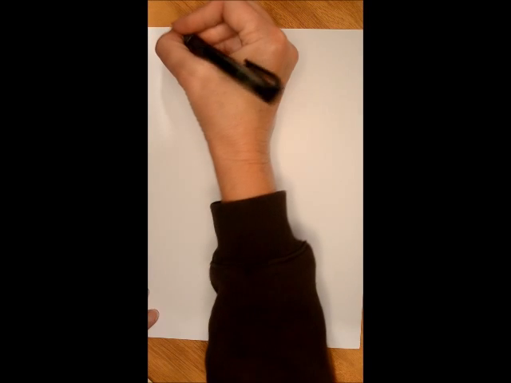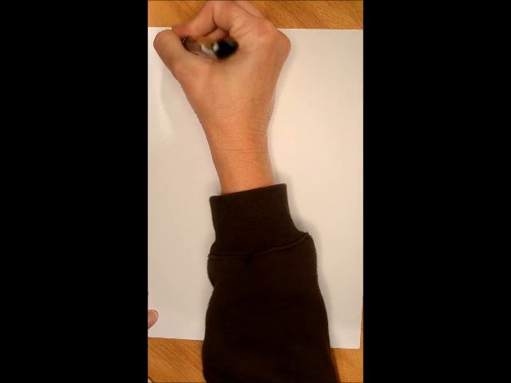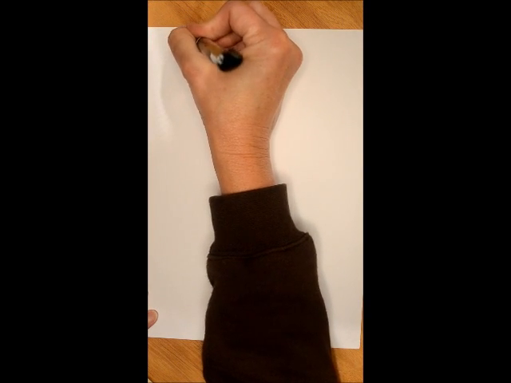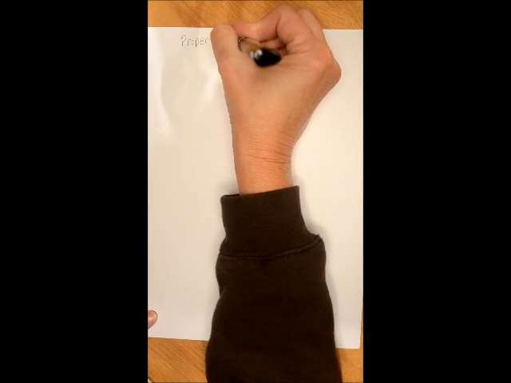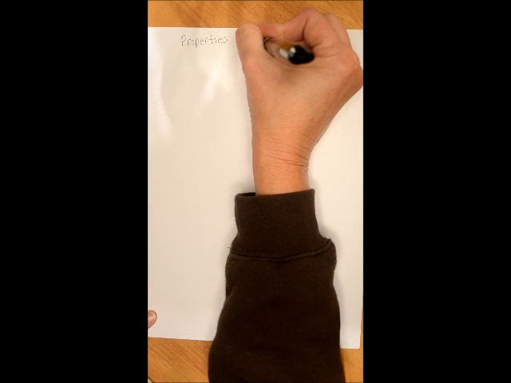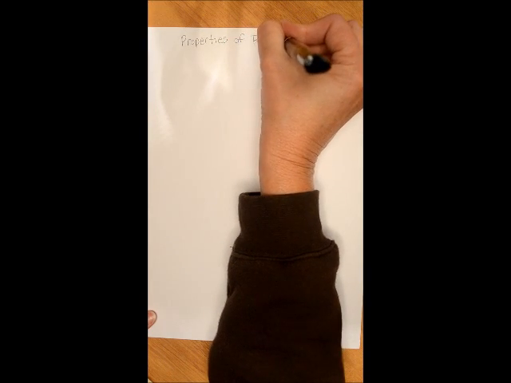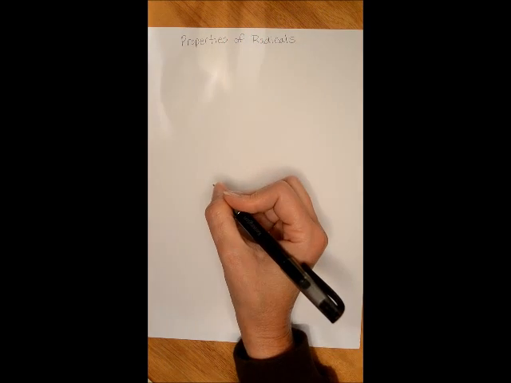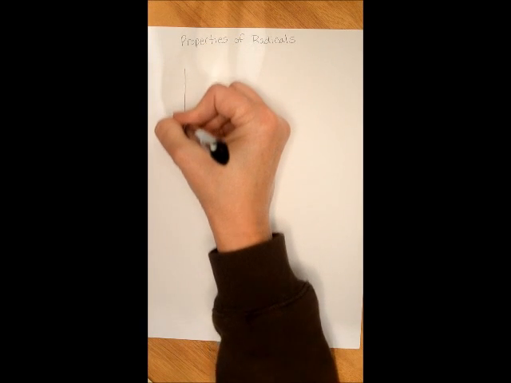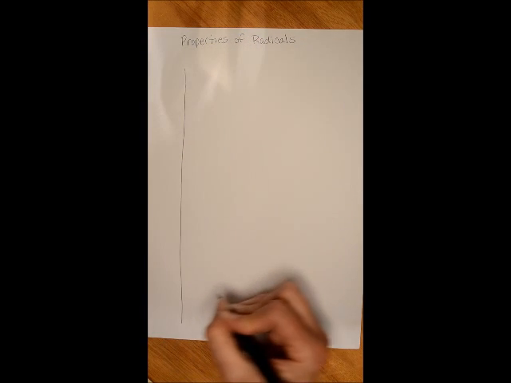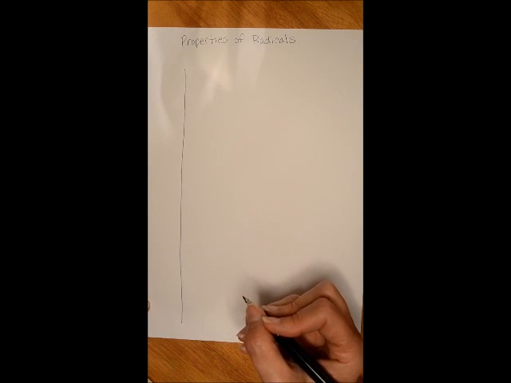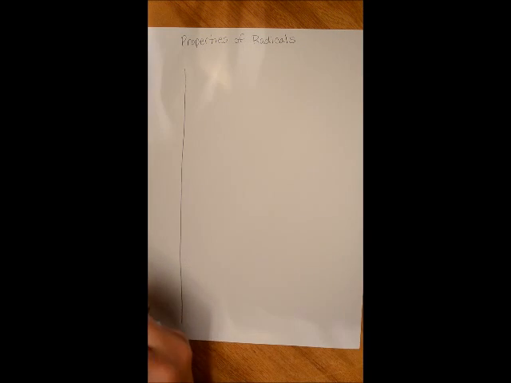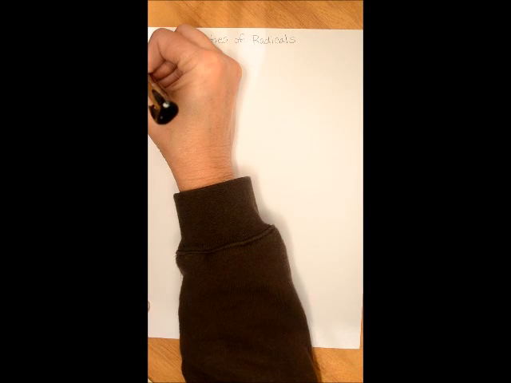Today's lesson is on properties of radicals. There's two properties of radicals. The first property that we're going to go over is the product property.